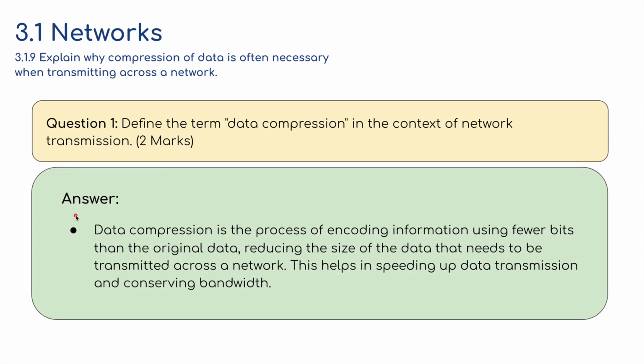So, number 1, data compression is a process of encoding information using fewer bits than the original data, reducing the size of the data that needs to be transmitted across a network. This helps in speeding up data transmission and conserving bandwidth.